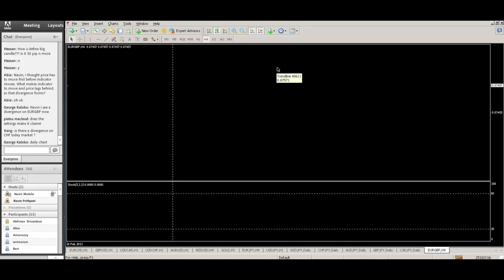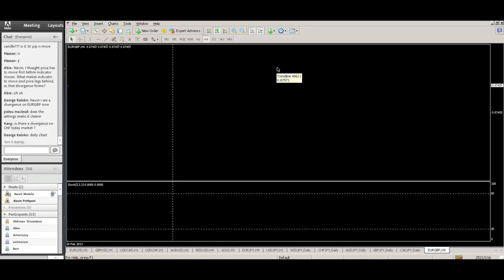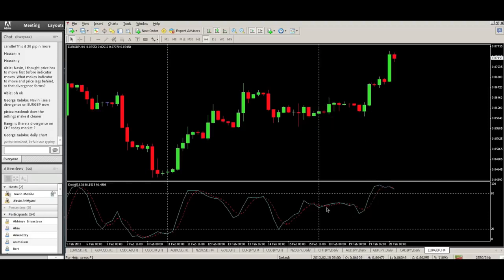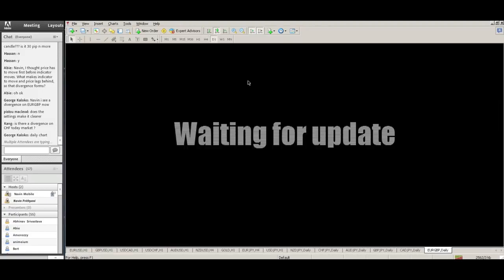Let this load up. Give it a moment. There we go. Okay, no specific divergence on the 4 hours. It's an upward movement. Markets are also going upward on the indicators. There's nothing really fancy there. Moving on, finally, to the daily chart.